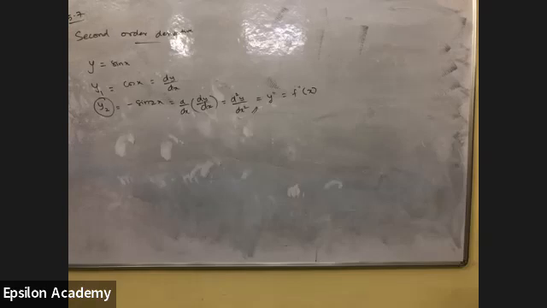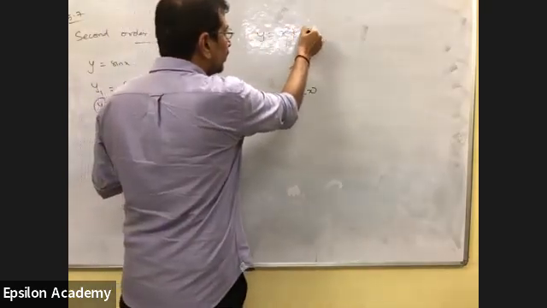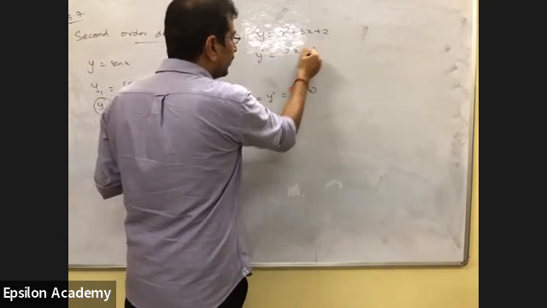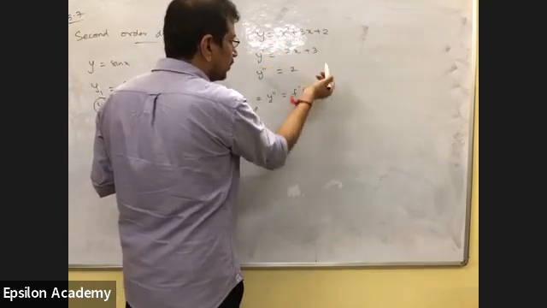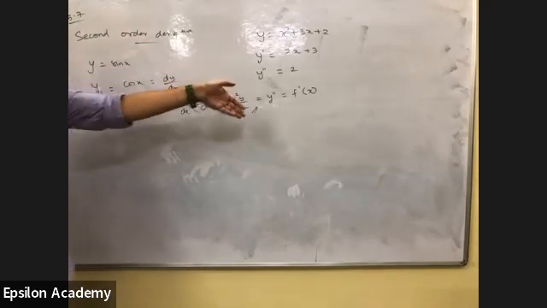For example, you take the exercise, right? There's a question like this. y is equal to, what is the first question? x square plus 3x plus 2. What is y dash? 2x plus 3. What is y double dash? Find the second order derivative. First find it once, then again differentiate it with respect to x.